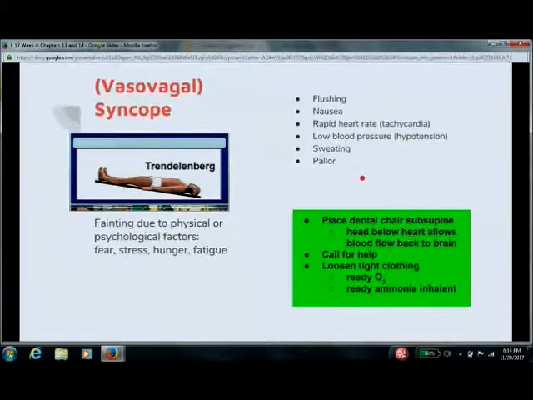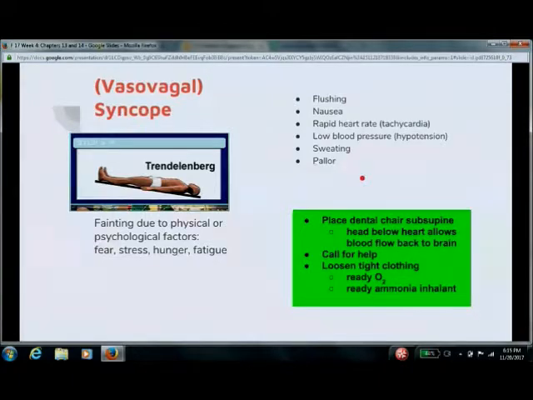What we can observe as a sign is a rapid heart rate. So if a patient is hooked up to a monitor, you'll be able to hear that rapid heart rate. Low blood pressure, which is also called hypotension. We can see the patient sweating, and pallor, which means paleness. So all these things are signs and symptoms that the patient might feel of an impending vasovagal syncope.